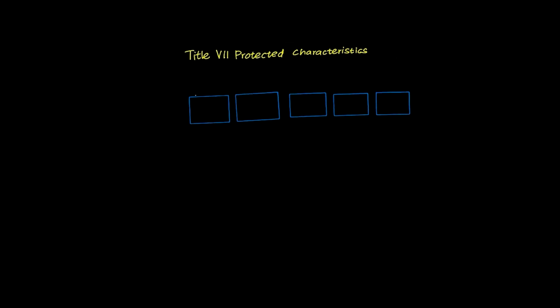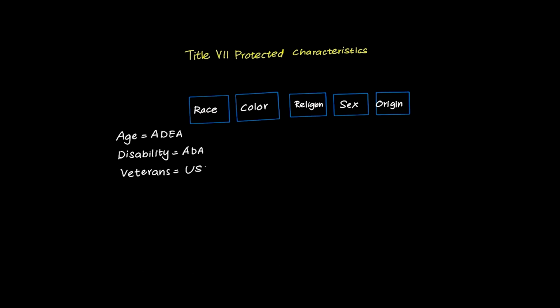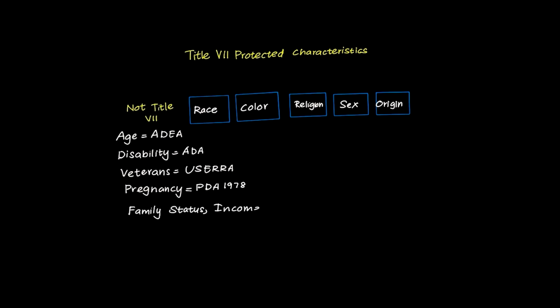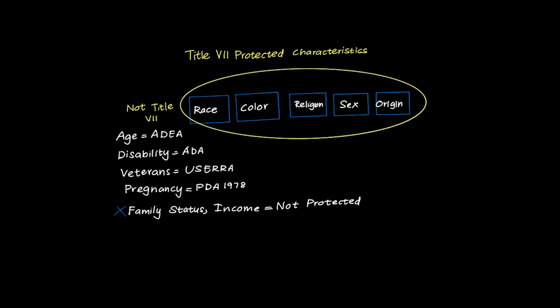Title VII of the Civil Rights Act of 1964 protects 5 characteristics: race, colour, religion, sex and national origin. That's it for Title VII specifically. Age protection comes from the Age Discrimination in Employment Act, not Title VII. Disability protection comes from the Americans with Disabilities Act. Veteran status is protected under USERRA. Pregnancy has its own act from 1978. Family status and income aren't federally protected. For the exam, you need to know Title VII's 5: race, colour, religion, sex, origin.